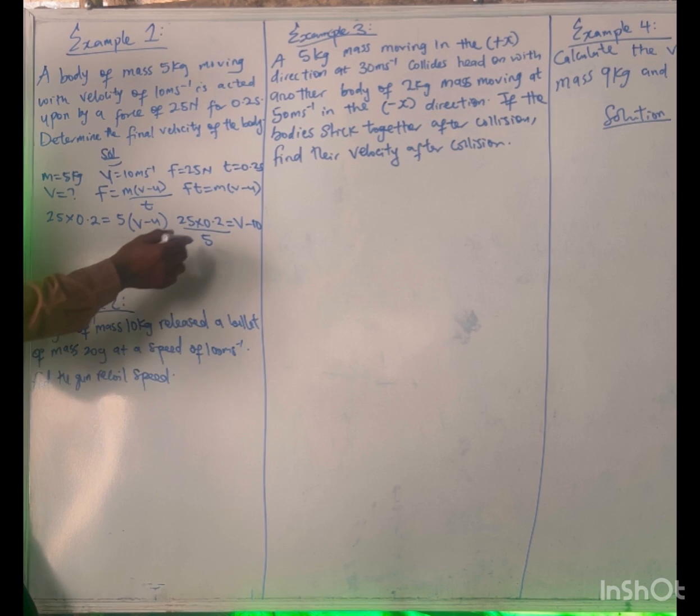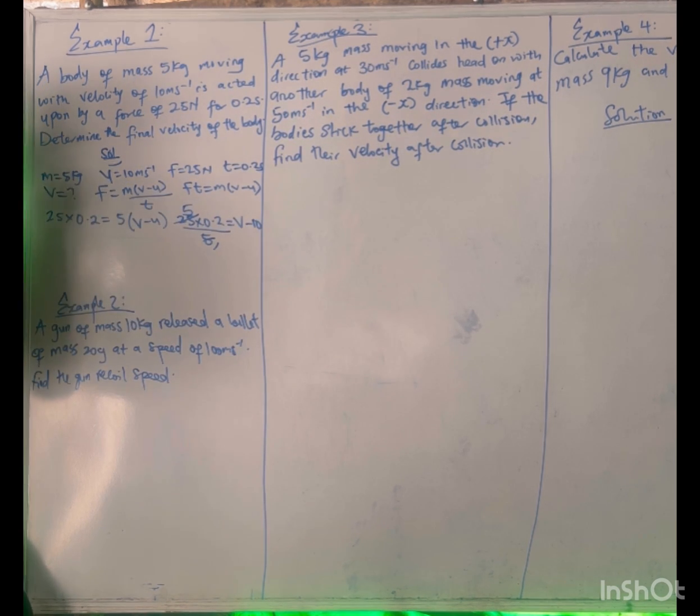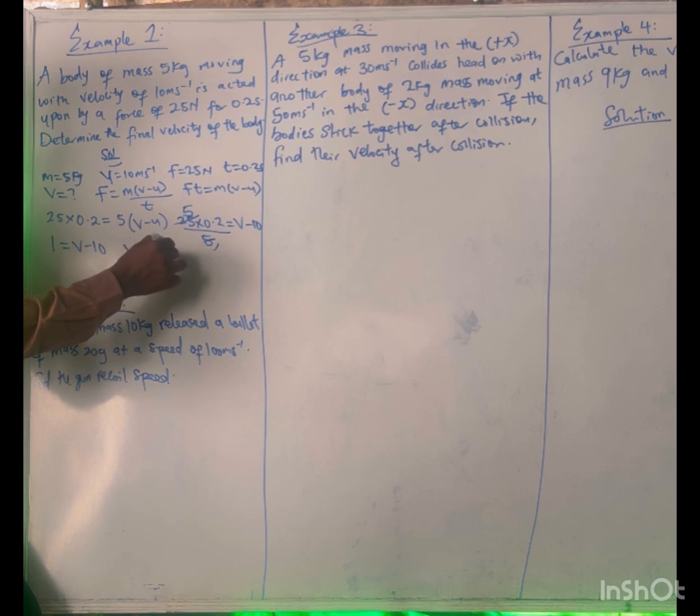So therefore, guys, 5 here is 1, 5 here is 5. So this will be what? 1 equals v minus 10. Then v is equal to 11 meters per second.